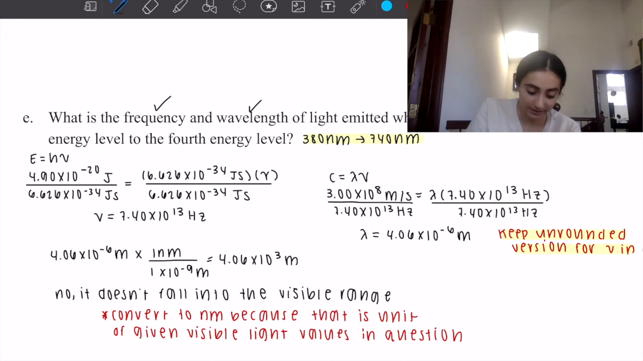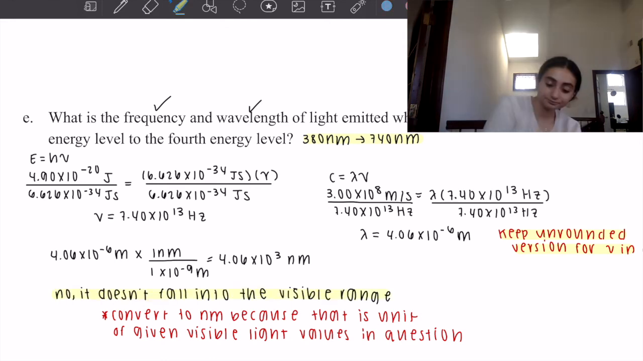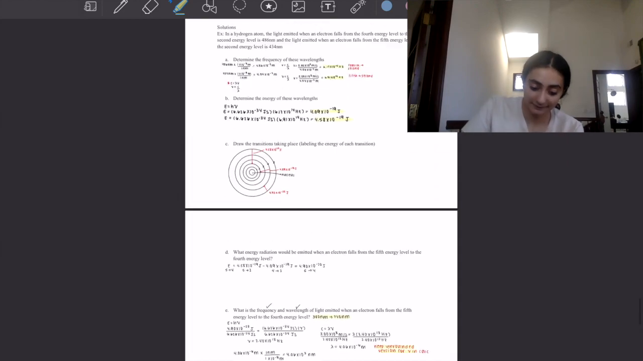Next, we want to see, will it be in the visible range of light? So to do that, because the units for the visible range are in nanometers, we need to convert to nanometers. So I did a basic metric conversion to get 4.06 times 10 to the third nanometers. And that is not in this range. Therefore, it does not fall in the visible range of light. And that is this final problem.